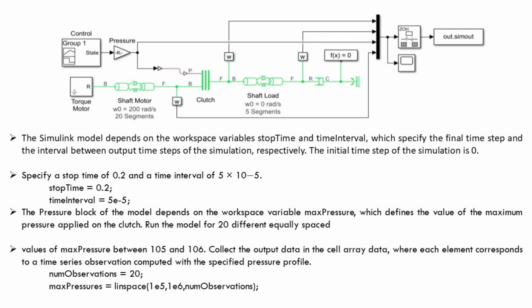The Simulink model depends on the workspace variables stop time and time interval, which specify the final time step and the interval between output time steps of the simulation, respectively. The initial time step of the simulation is 0. Specify a stop time of 0.2 and a time interval of 5 times 10 to the power minus 5. Stop time equals 0.2. Time interval equals 5e-5.